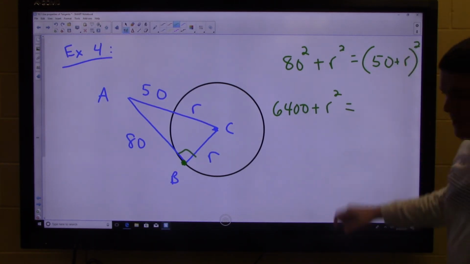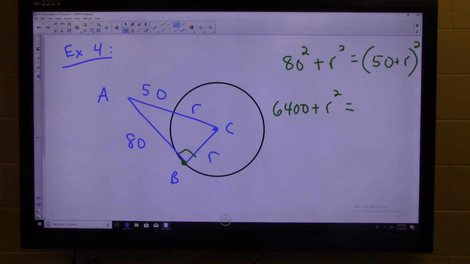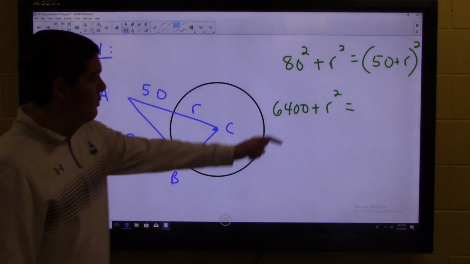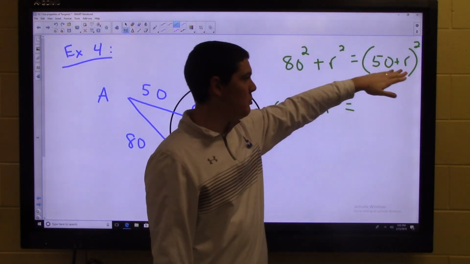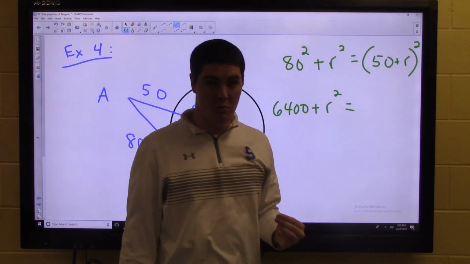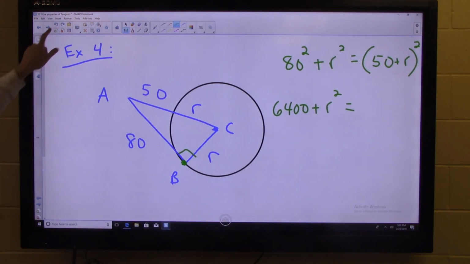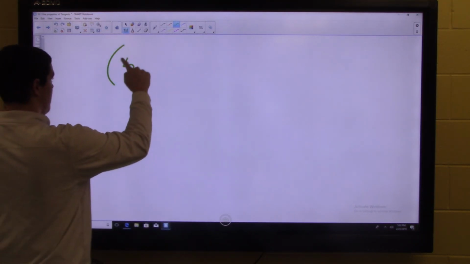All right, so let's square this guy out. Now, a lot of people are tempted, and this is a common mistake, to just square 50 and to just square r. Can't do that. The reason is we've got a binomial squared. So this is not 2,500 plus r squared. There's going to be a middle term. So what I mean by that, let me write this out here off to the side.